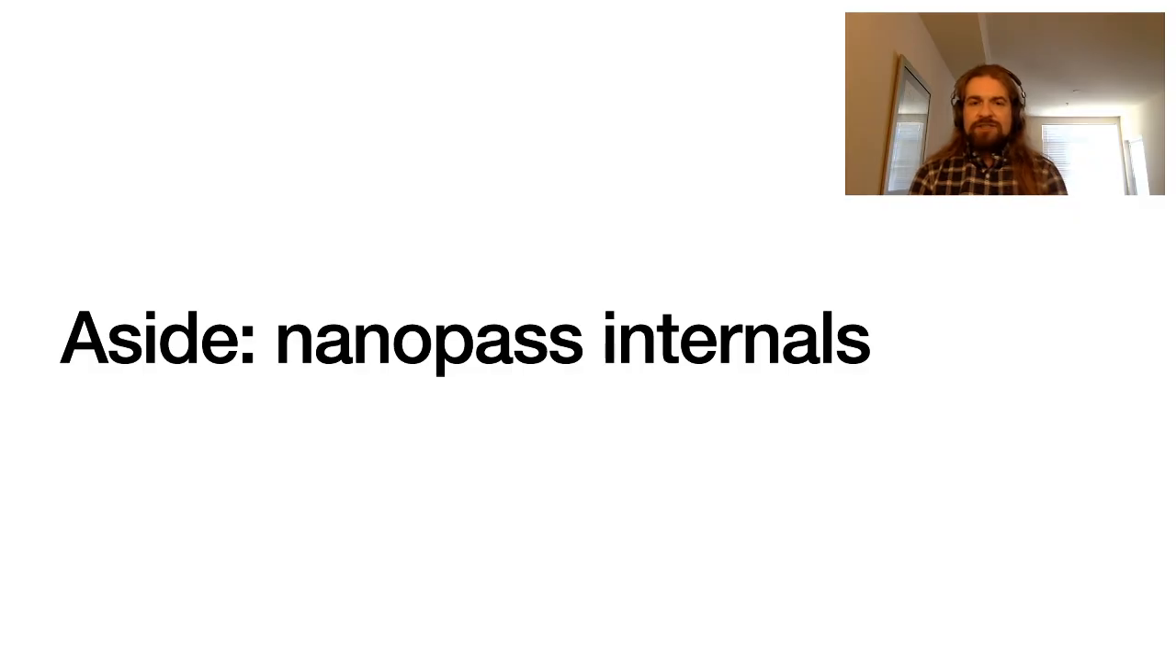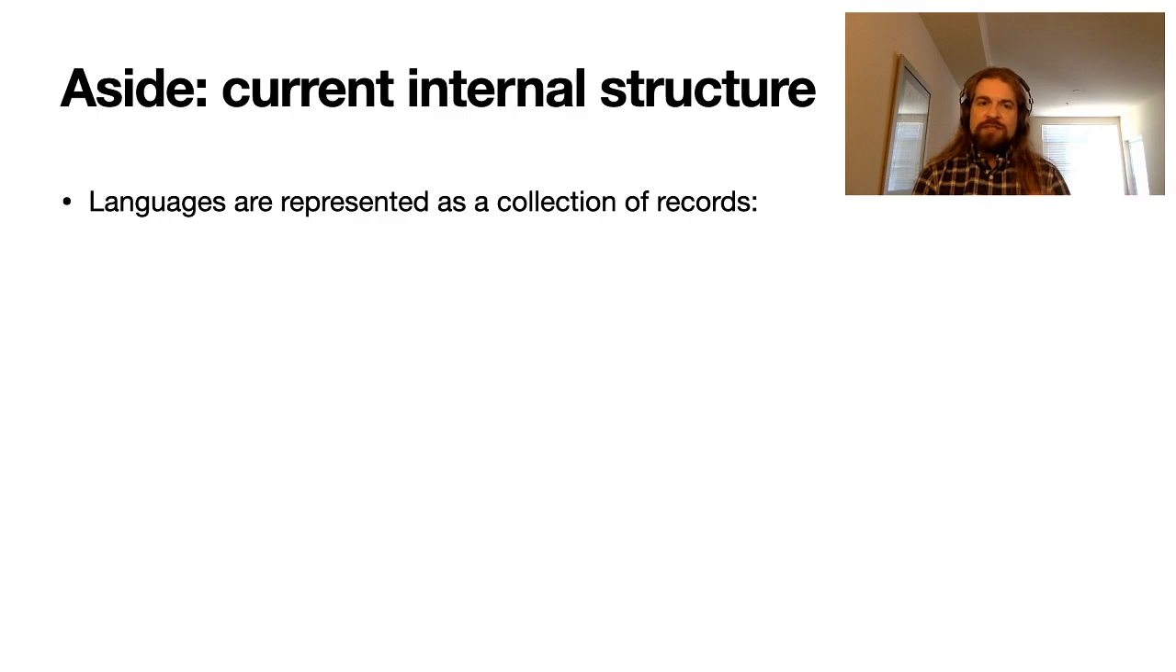So I want to take just a moment as a little bit of an aside and talk about the way the current Nanopass system works. The current internal structure, we have languages that are represented as collections of records. Not too surprising, we're building languages that are built out of records. We would just like to have these records, instead of being handwritten, be written as output to some language definition.